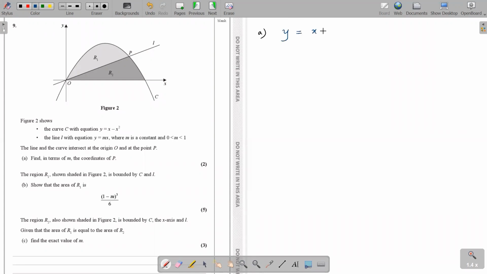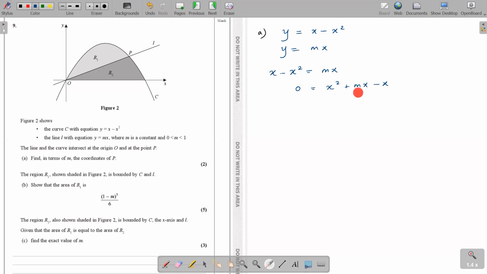So y equals x minus x squared and the other equation y equals mx. Solve them simultaneously. So I will make the two y values equal. X minus x squared is equal to mx. Do you agree? We need to make them equal. And then take everything to one side. So I'll get the positive x squared here. X squared plus mx minus x. Do you agree with what I did here? I just took the minus x squared to the other side as plus x squared and this plus x to the other side as minus x.